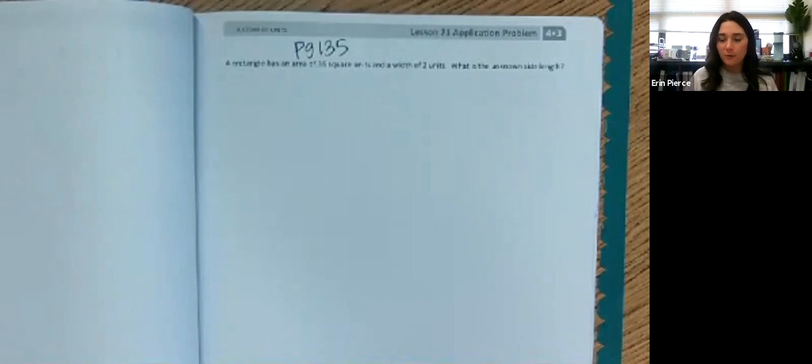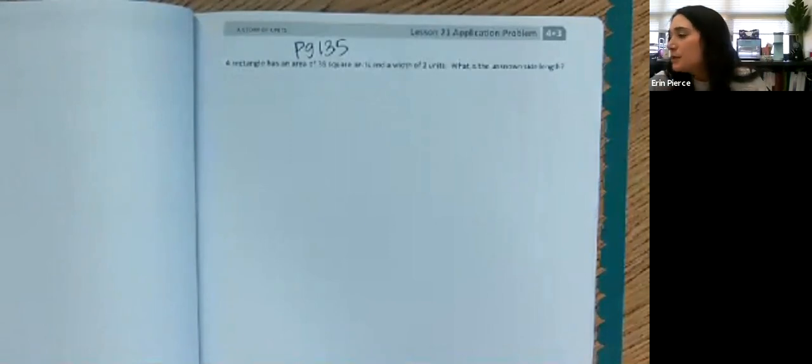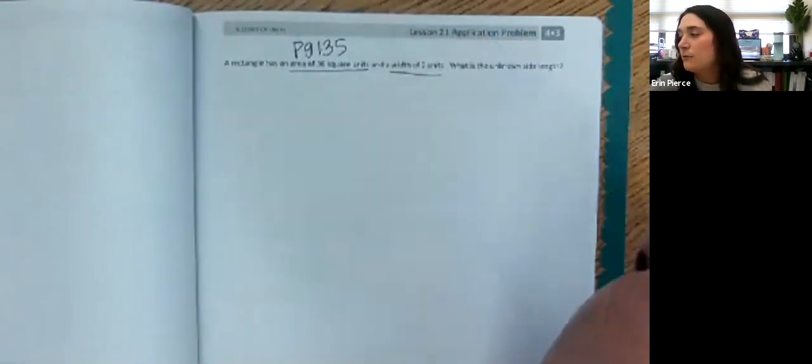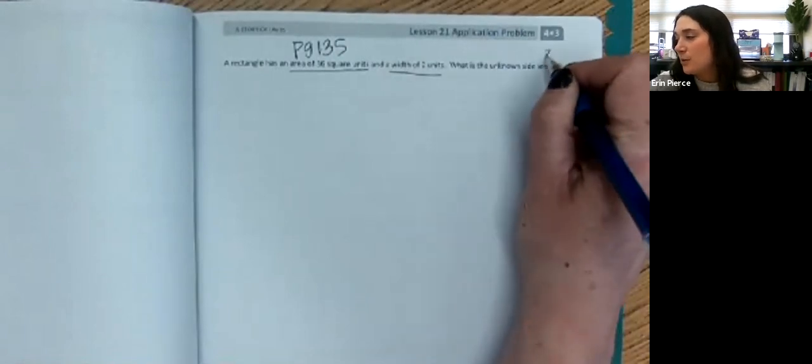Ooh, we've done these before. Now, it sounds like a lot of information, but we just will figure it out once we get it drawn, okay? So, area, I'm underlining that. 36 square units. So they didn't say inches or centimeters, it's just squared units. And the width is 2, basically question mark over length. We don't know what length is. And that's how I would first attack this problem. I would underline those things and kind of figure out what I need to do.